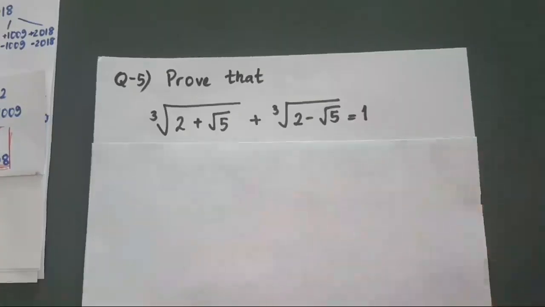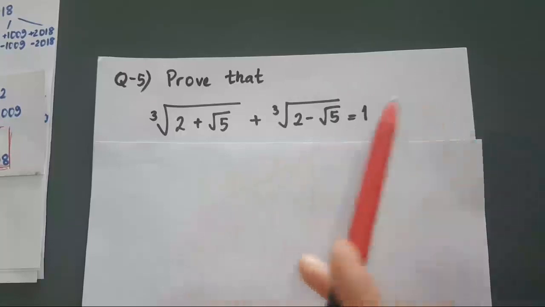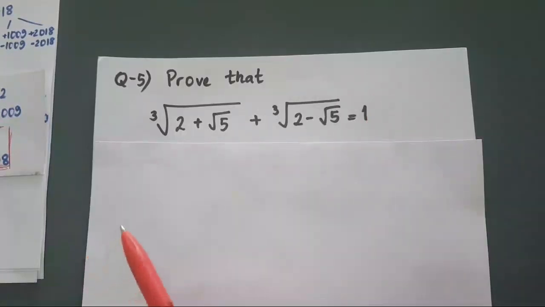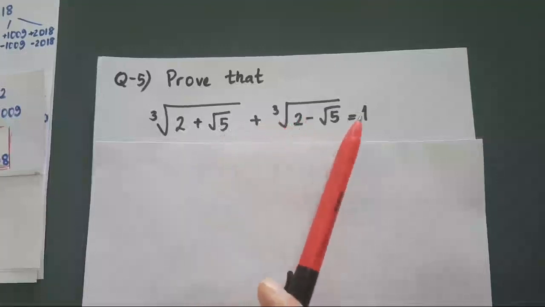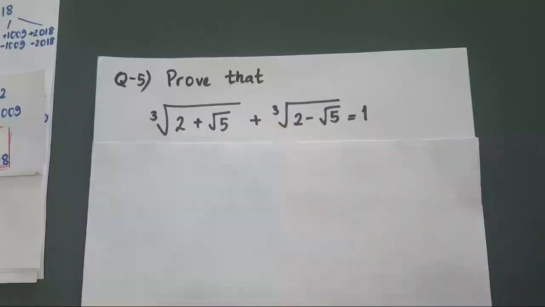Irrational expression. My students in Strumitsa love this type of expressions. They love cube roots, nth root of a number, and equations with them. I hope you like them as well. The cube root of 2 plus root 5 plus the cube root of 2 minus root 5 is equal to 1. Prove it.